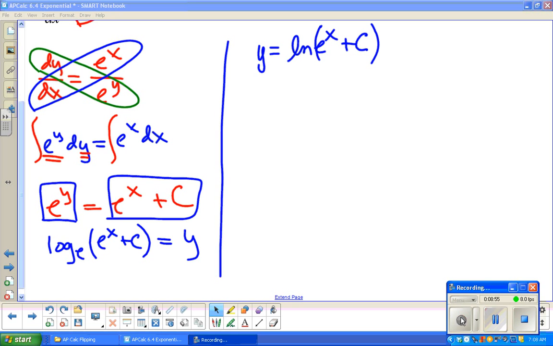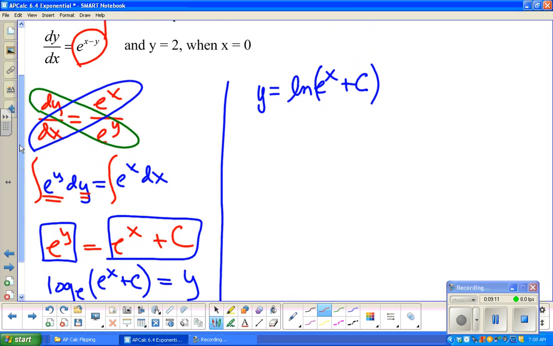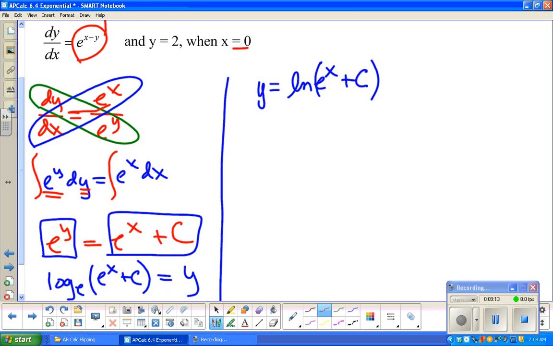Okay, so what I want to do is pop back. I'm looking at this right now and saying this is not in a good form for me to do a lot of work with. So I'm going to go ahead and substitute and see what's going on. I have x equals 0 and y equals 2, so (0, 2) is my ordered pair.